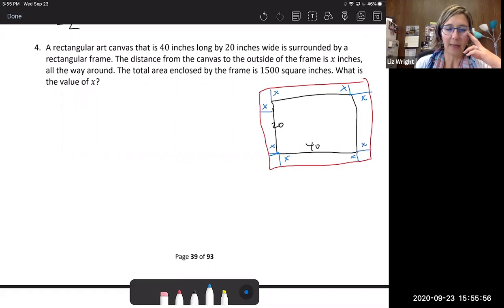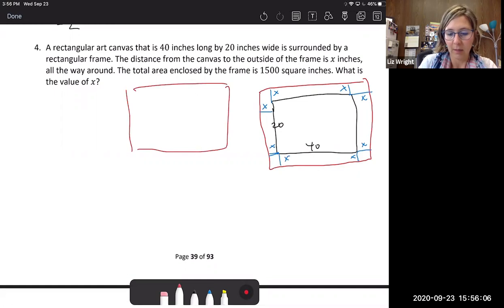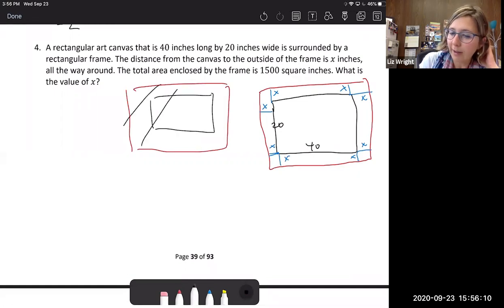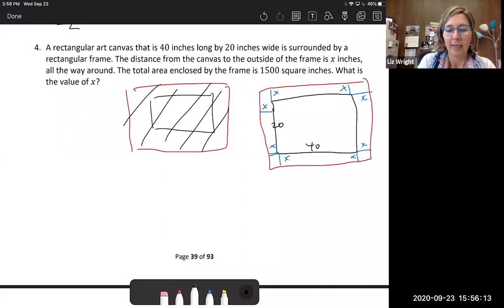And it says all the way around, okay, the total area enclosed by the frame. So that's taking the entire area. So like this plus this. So the total area of the entire thing, all of it, is going to be 1,500 square inches. So inches squared. And it wants to know what is the value of x.